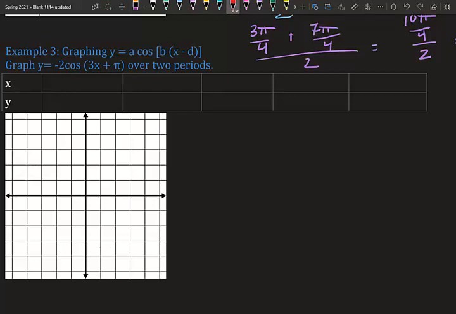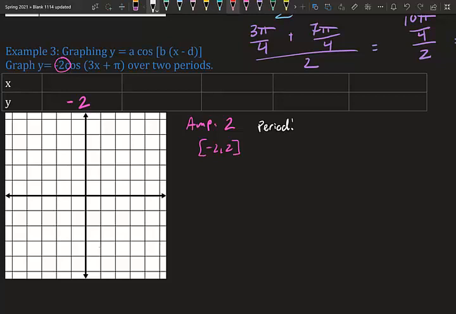Alright, let's identify our amplitude. So our amplitude is 2. So that means we're going to go from negative 2 to 2. And that means, because it's cosine, the first y is negative 2. Now, we can go ahead and find our period. So we have to identify how should we find our period.